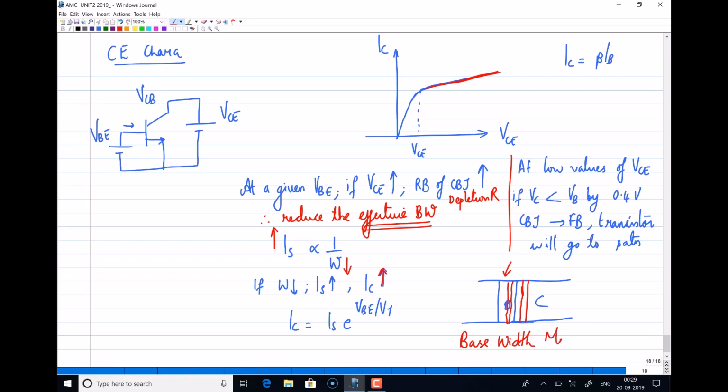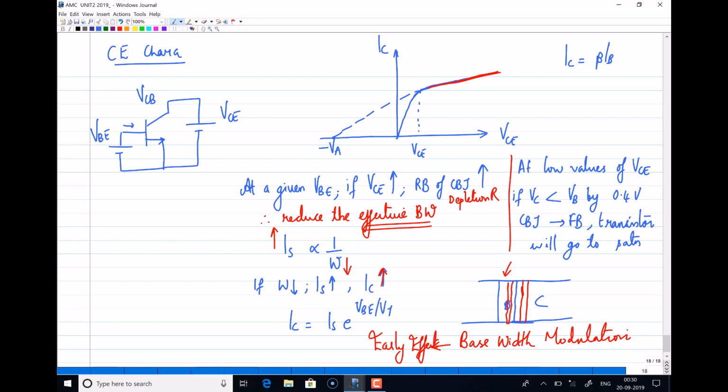A similar phenomenon we have seen in MOSFET, which is channel length modulation. This was observed by a scientist called J. Early, and this effect is also known as Early effect. So what we have done in MOSFET, the same thing we will do here as well. If we extrapolate this line, it will meet the x-axis, and we call this voltage the early voltage, right?